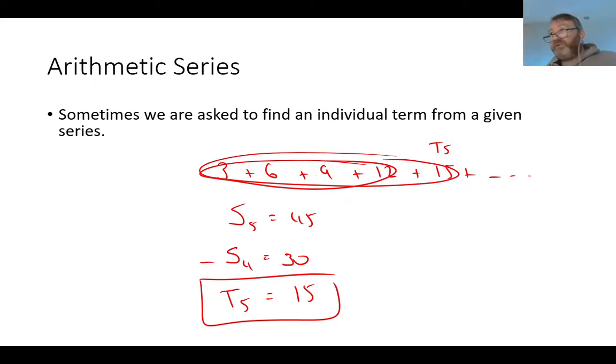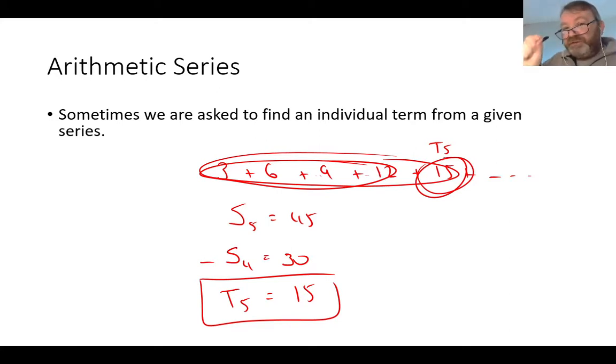So say, for example, I say to you, find the value of the 10th term. What do you do? You work out S of 10 and you remove S of 9. Same thing as I did here. If I have 1, 2, 3, 4, 5, the 5th term is 15. We know that. Now, how do I find that? Add up the first 5 terms, get S of 5. Then take away S of 4, and that isolates what we would call T of 5.